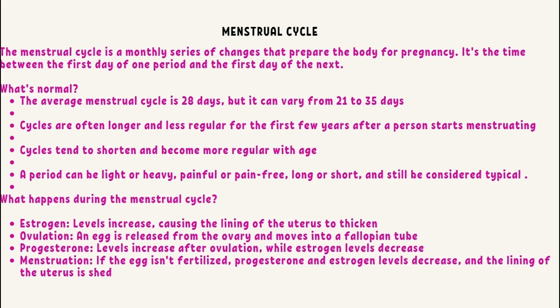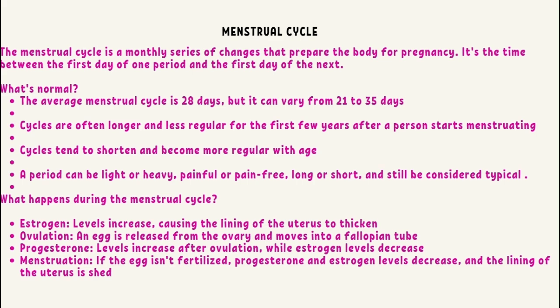But when that doesn't happen, the opposite happens. Next, the progesterone levels increase after ovulation, while estrogen levels decrease. Then, if the egg isn't fertilized, progesterone and estrogen levels decrease, and the lining of the uterus is shed. So that's what comes off as blood at the end of the day.